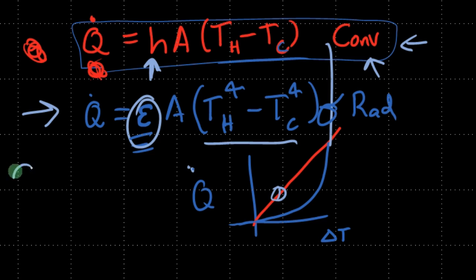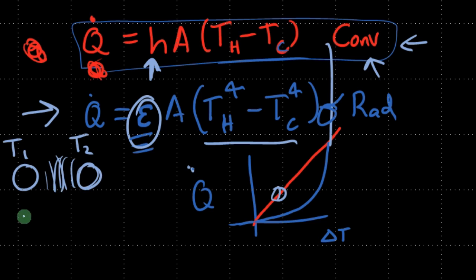So if I have one object at T1 and I have an object at T2, let's say these are the only two objects in the universe. So if T1 is equal to T2, light is coming off of T1, it's hitting T2 and being absorbed. And light is coming off of T2 and it's hitting T1 and being absorbed. Because equal amounts of light are being absorbed and produced, there's no heat transfer.